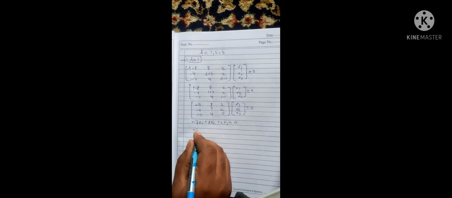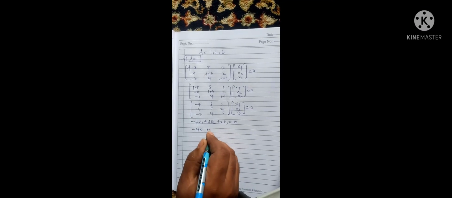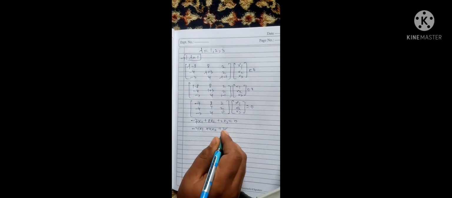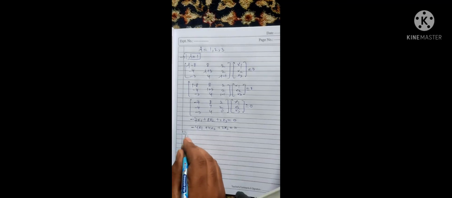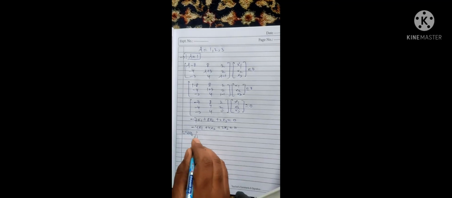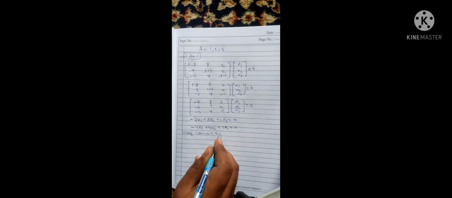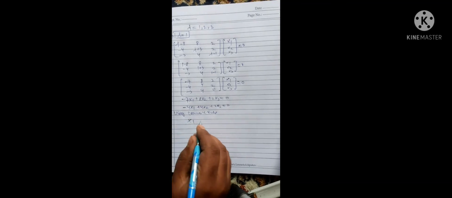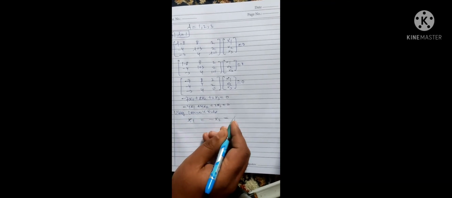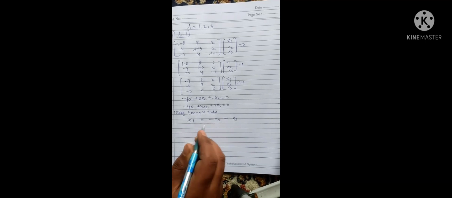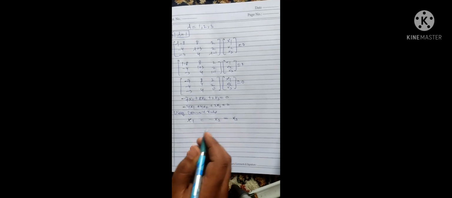The second equation: 4 x1 plus 4x2 plus twice x3 is equal to 0. Now here the twist is we are going to use Cramer's rule for solving these equations in order to find the solution of these equations. For using Cramer's rule, what we have to do, just remember, we consider x1 is equal to minus x2 is equal to x3. So x1 you consider positive, then x2 is negative, and x3 positive.